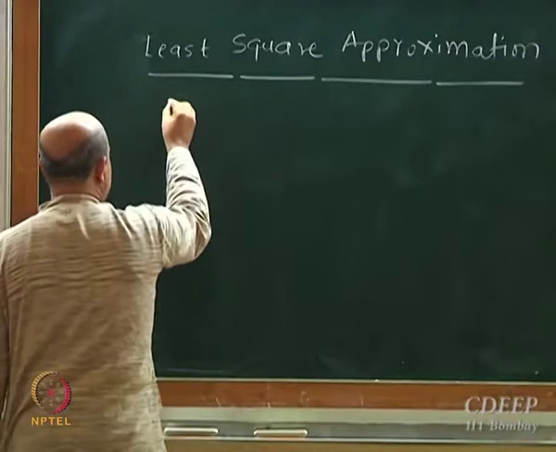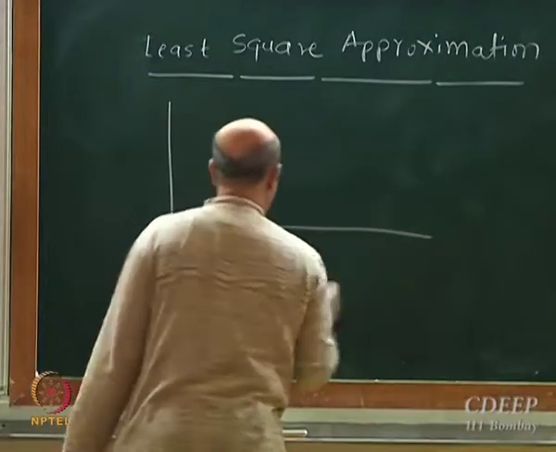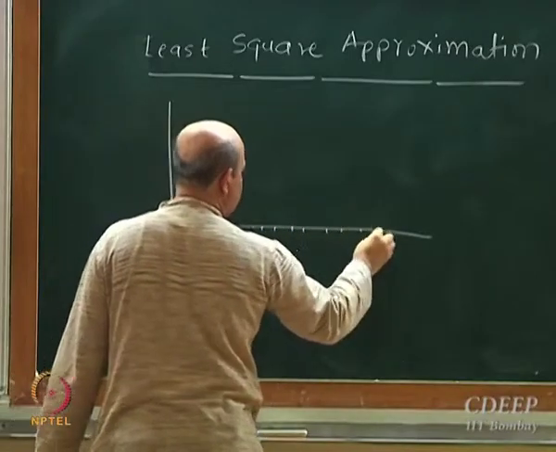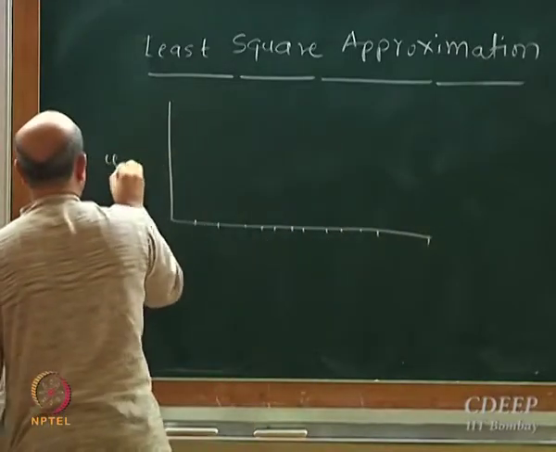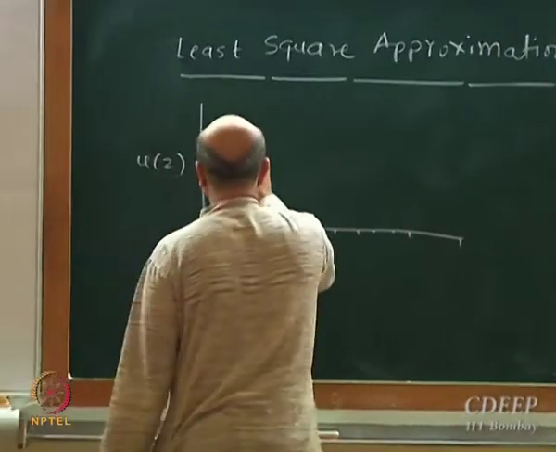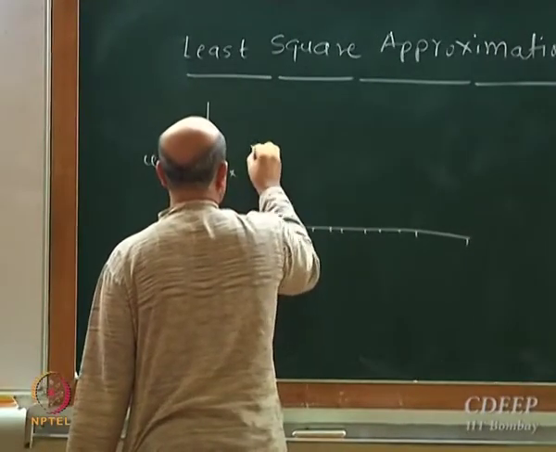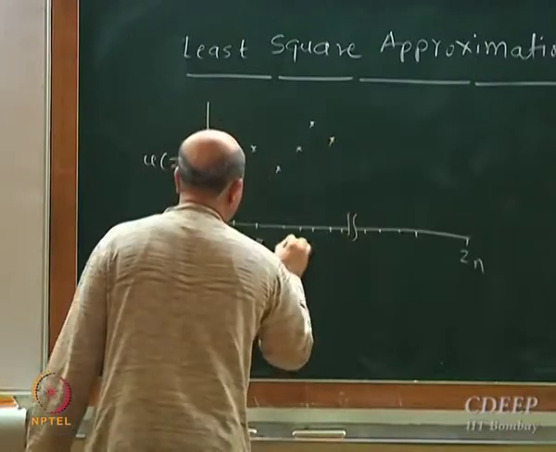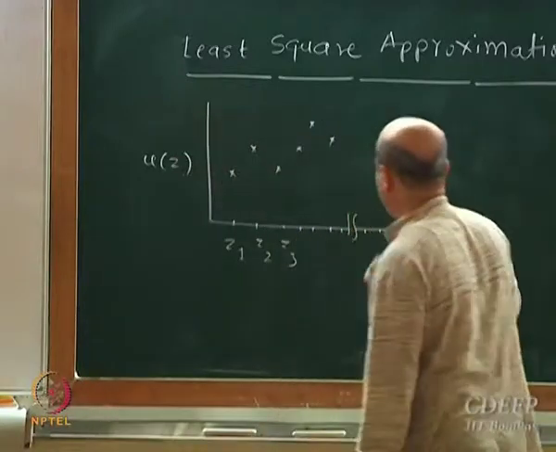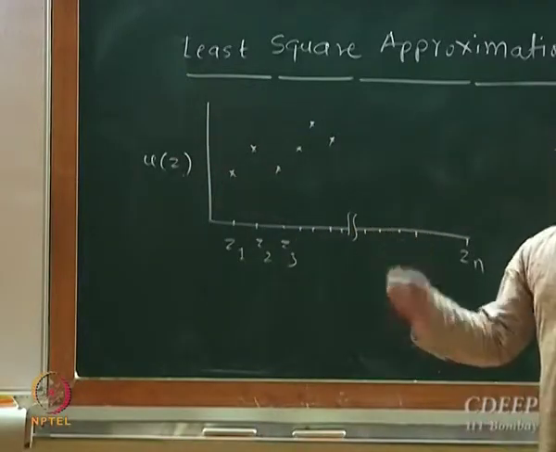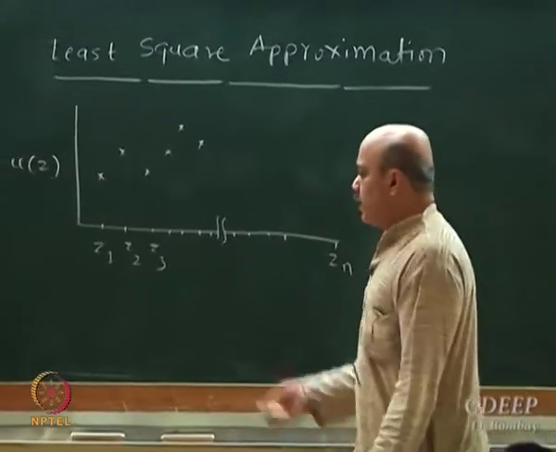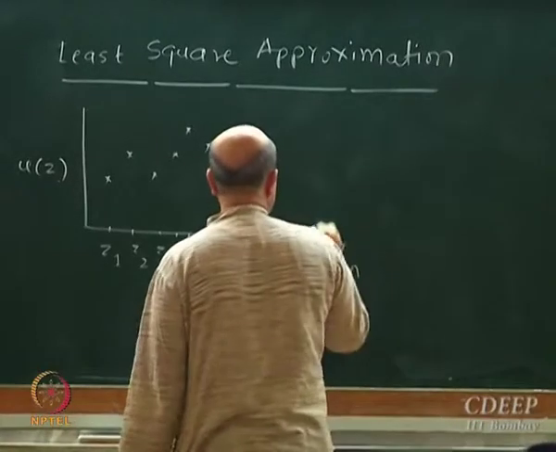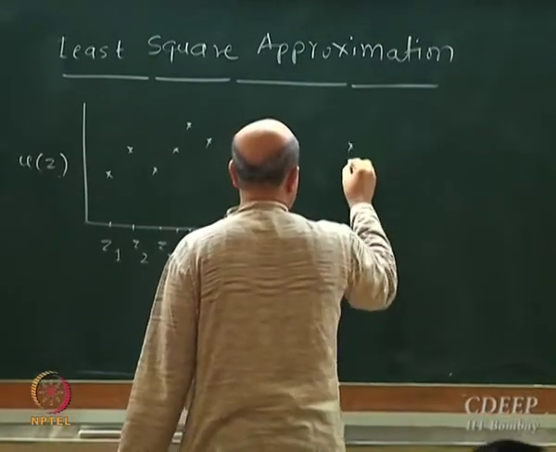So let me again restate the problem. My problem was that I have these points here. They need not be equispaced. There are some points here where I have this function u(z), and I know values of this function at different points. So this is a function defined over some domain. You can have it 0 to 1, doesn't matter, or it can be from some a to b. I know values of this function at different locations.